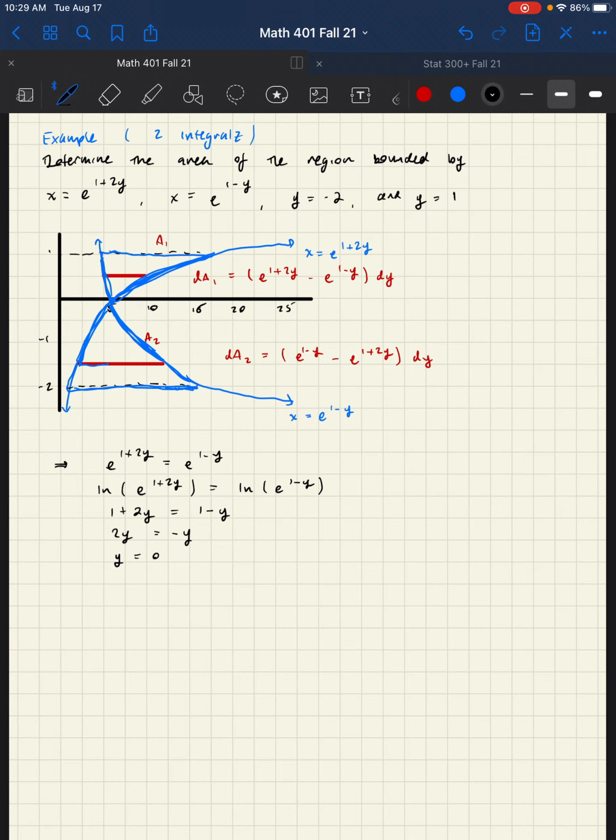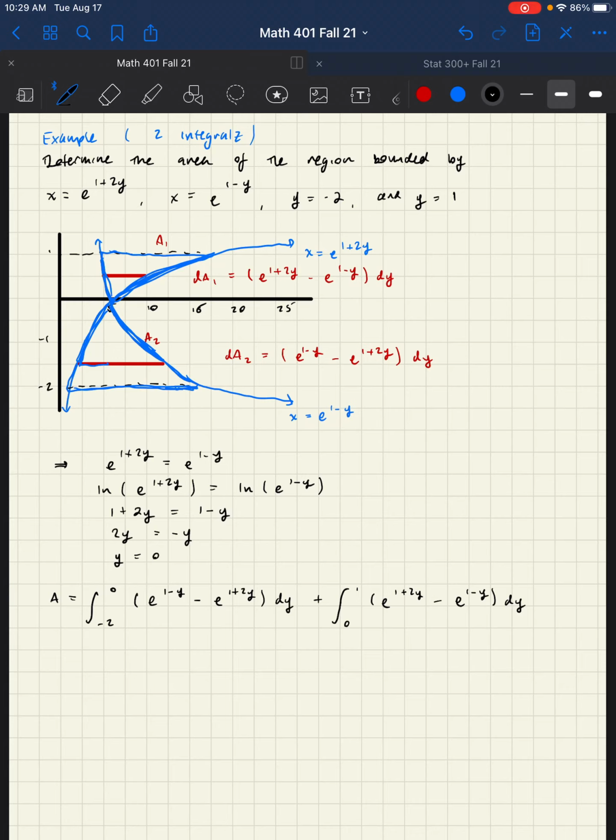All right, so our integral for area is going to be A equals the integral from -2 to 0 of e to the 1 minus y minus e to the 1 plus 2y dy, plus the integral from 0 to 1 of e to the 1 plus 2y minus e to the 1 minus y dy.